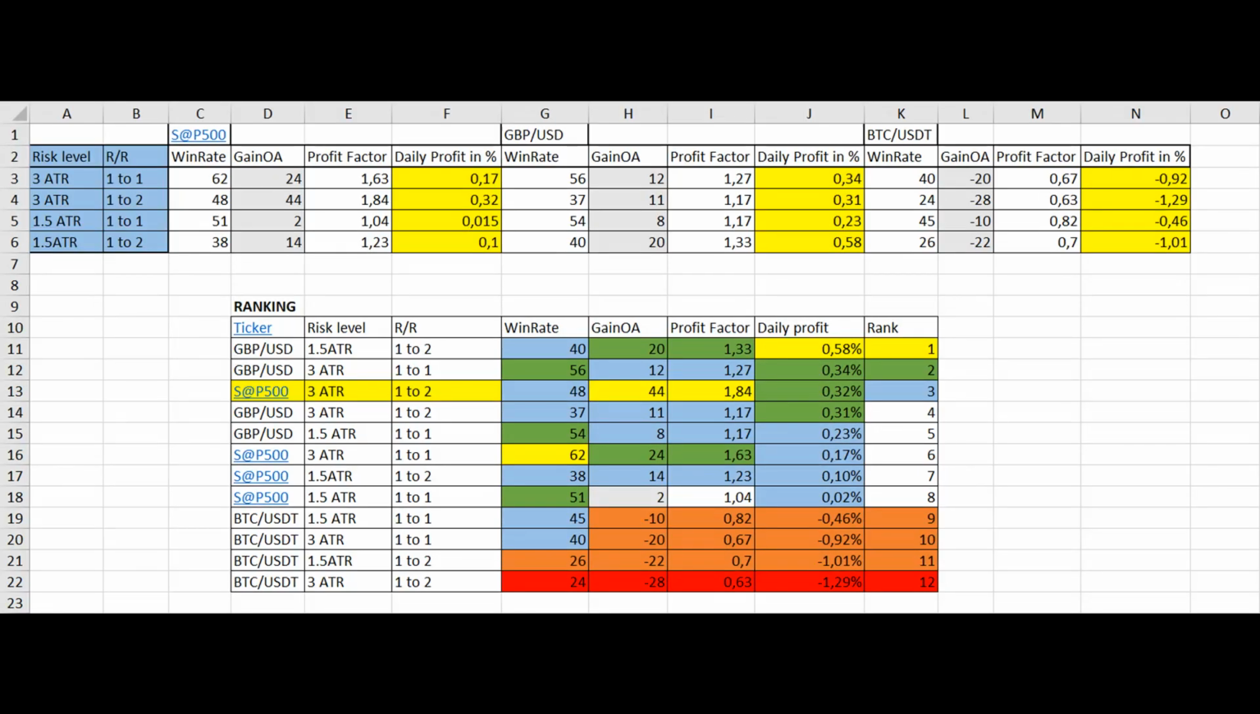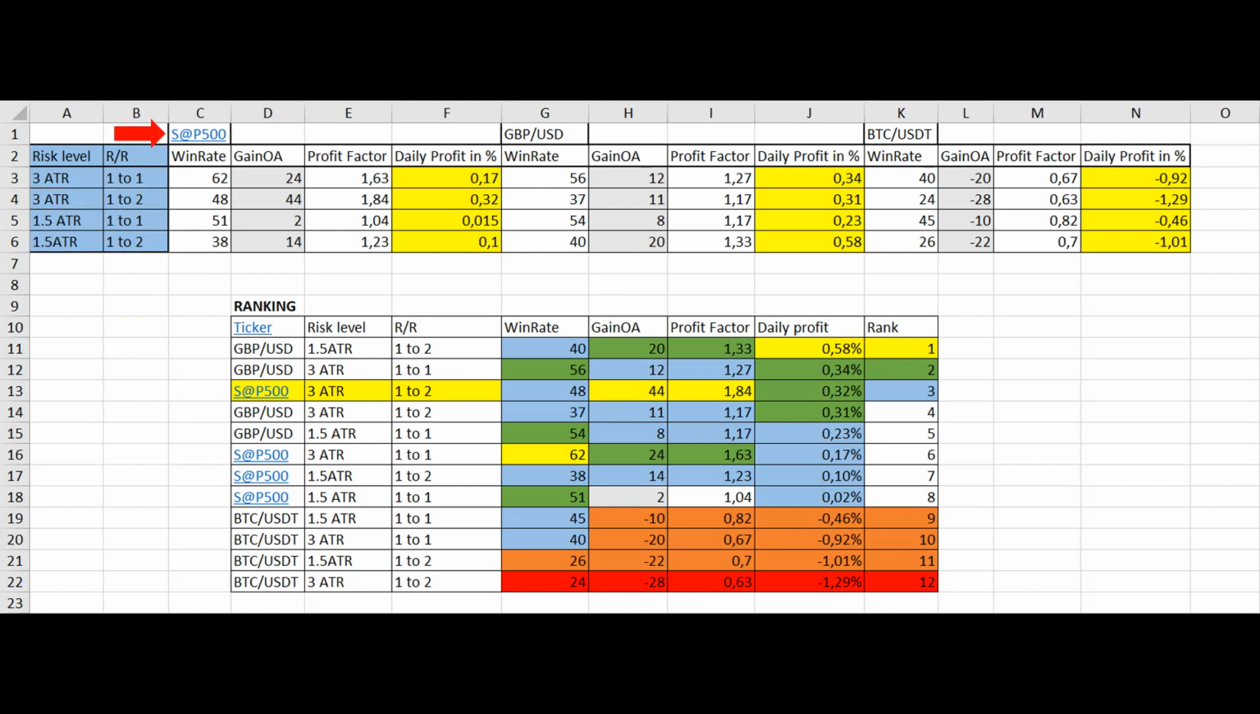And the results are in. Here in this Excel sheet, you can see all the results which we made out of the 1200 backtests. Here you can see the different risk levels we used, and here you can see the different risk-reward ratios we used. So the first one is the 3 ATR risk base with a 1-to-1 risk-reward ratio, then the 3 ATR with a 1-to-2 risk-reward ratio, then 1.5 with 1-to-1 and 1-to-2.